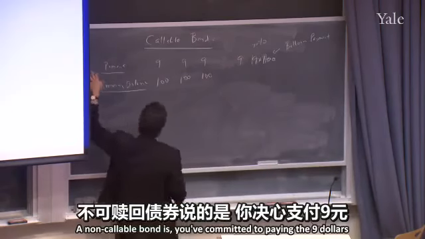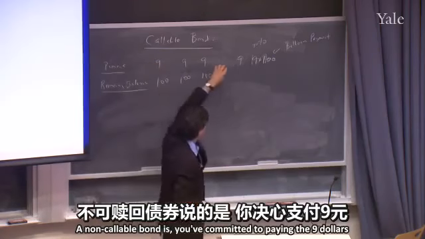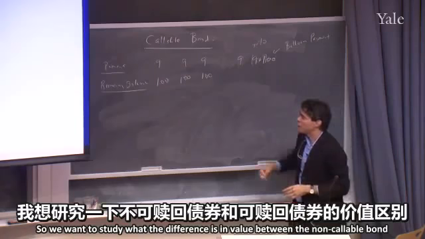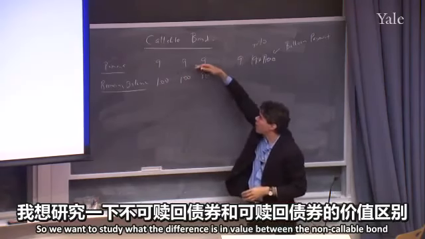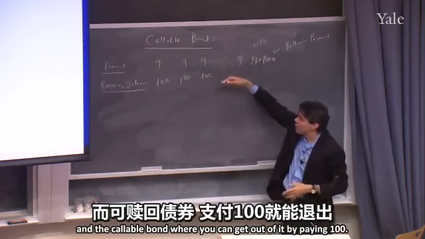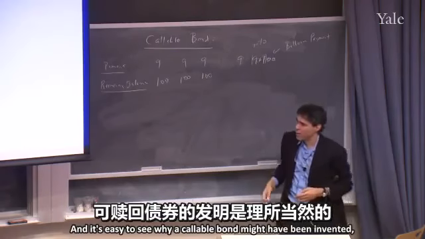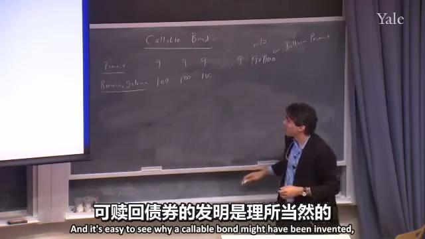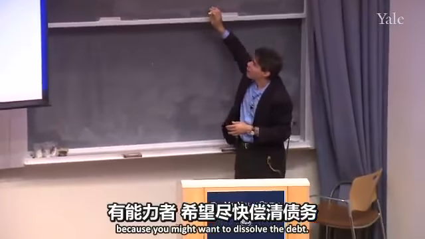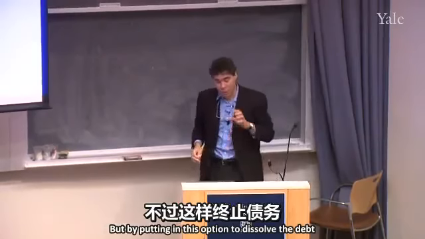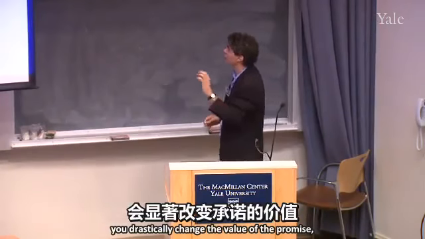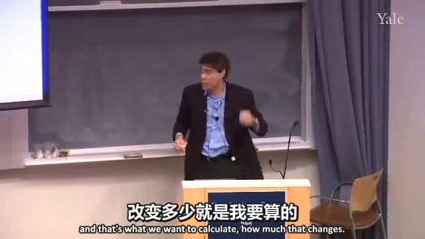A non-callable bond is where you've committed to paying the $9 and the 109 at the end, and you have no option to get out of it. So we want to study what the difference in value is between the non-callable bond, where you're obliged to pay the whole thing till the end, and the callable bond, where you can get out of it by paying 100. It's easy to see why a callable bond might have been invented, especially for a mortgage with this balloon payment, because you might want to dissolve the debt. But by putting in this option to dissolve the debt, you drastically change the value of the promise. And that's what we want to calculate, how much that changes.